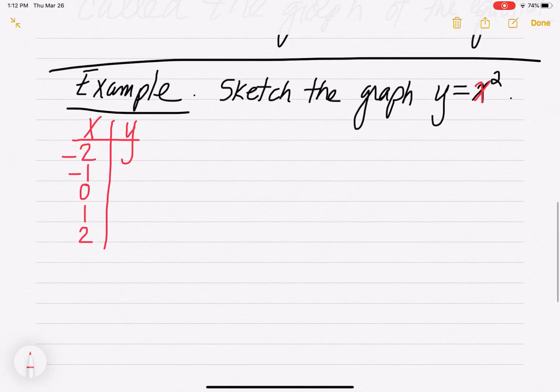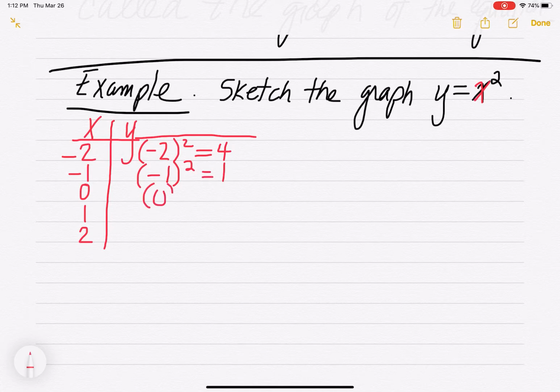I have -2 squared. It's going to give me 4 for Y. For -1, when I plug that in, I'm going to have -1 squared. That's going to give me 1. For Y, when I plug in 0, 0 squared, it's going to give me 0 for Y. When I plug in 1, 1 squared is going to give me 1. And when I plug in 2 for X, square that, I get 4 for Y. Now, these are our solution points, these ordered pairs: (-2, 4), (-1, 1), (0, 0), (1, 1), (2, 4). These are our solution points.